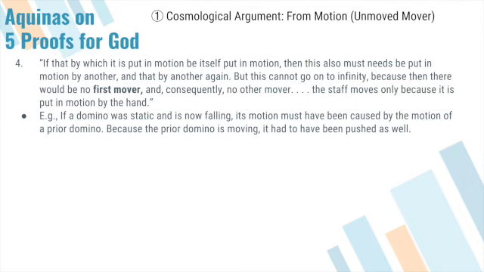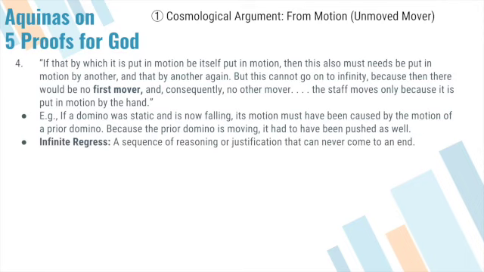For example, if a domino was static and is now falling, its motion must have been caused by the motion of a prior domino, because the prior domino is moving. It had to have been pushed as well, all right? So there has to have been a first domino that fell over, or something that pushed the first domino.